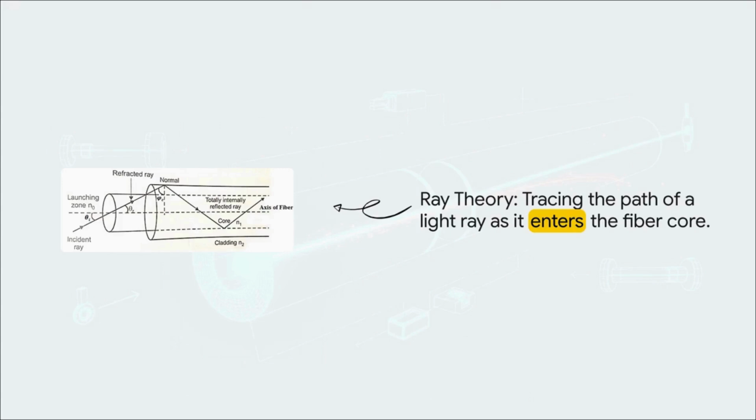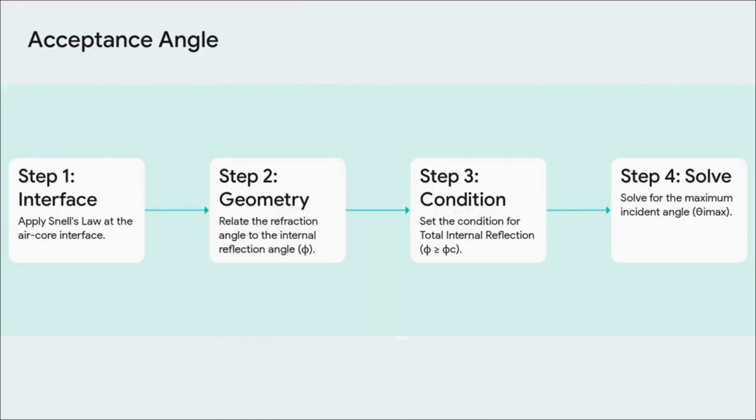And as you can see here, there's a very specific launch angle that we care about. If that angle is too steep, the light will just refract right out of the core and be lost forever. So our job is to figure out the absolute maximum angle that will work. And we can figure this out with some pretty straightforward physics. First, we use Snell's law, which tells us how the light bends when it goes from the air into the glass core.